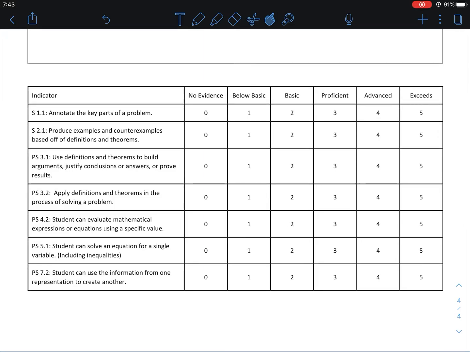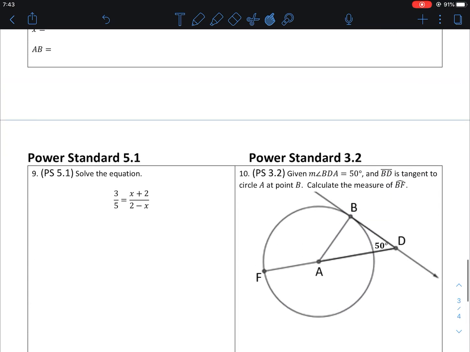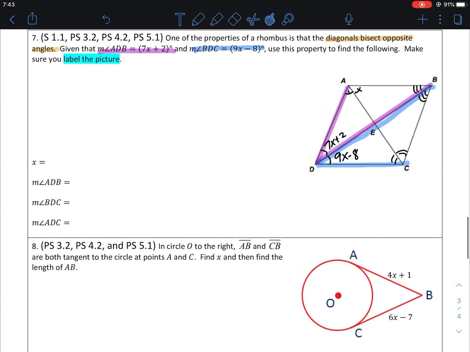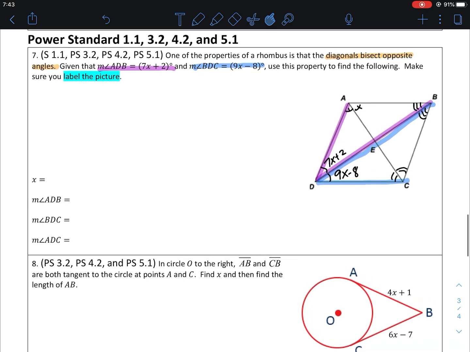Standard 3.2 has us applying definitions and theorems in the process of solving a problem. When I look at Standard 3.2, I think of it as, did you use the right process, the right definition, the right theorem in order to start the problem itself?